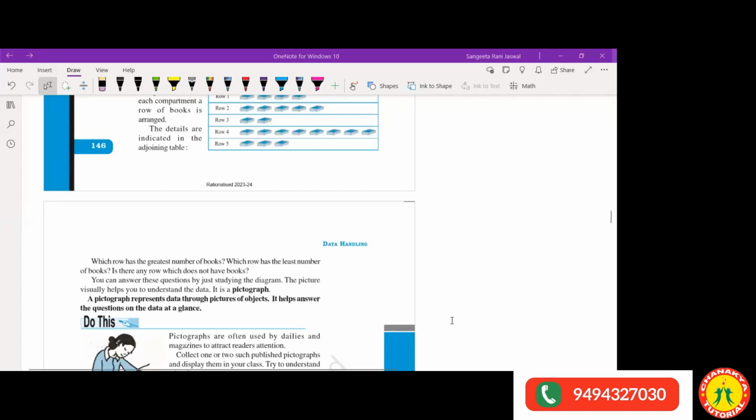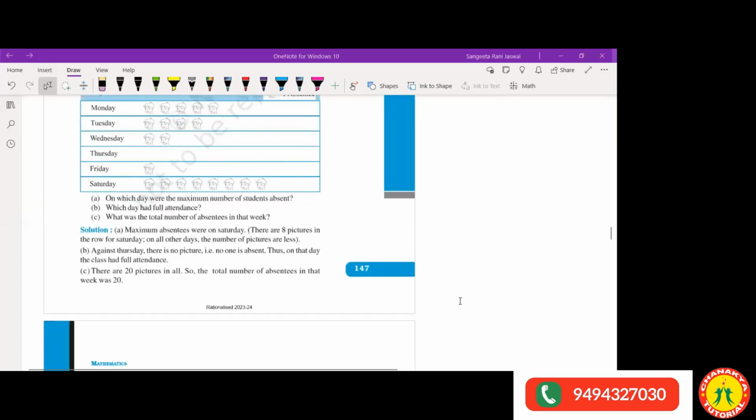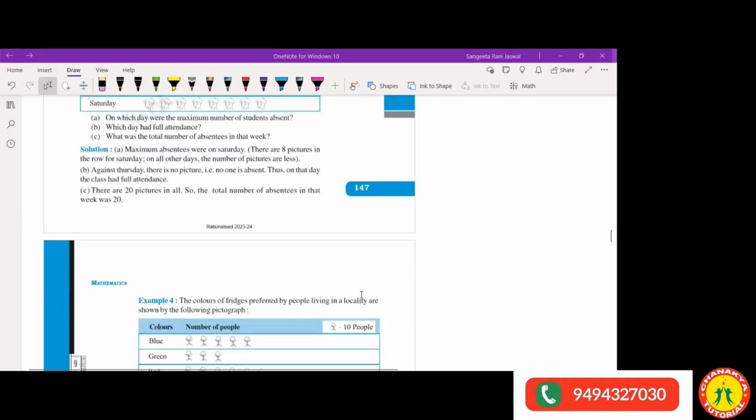So what is the purpose of tally marks and what is the purpose of a pictograph? A pictograph, first of all, when we make pictures, it attracts everyone. And second, it is easy to understand. Representing in tally form is making it into groups. When you group something, it is easier for you to understand. So children, have you understood how we do tally marks?